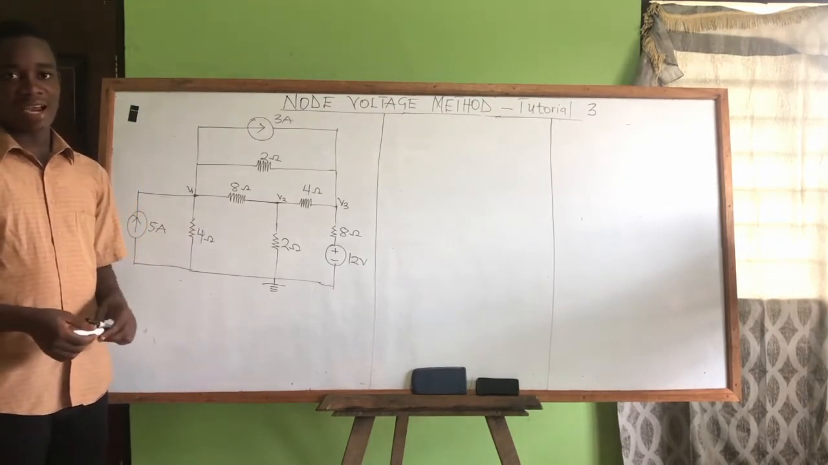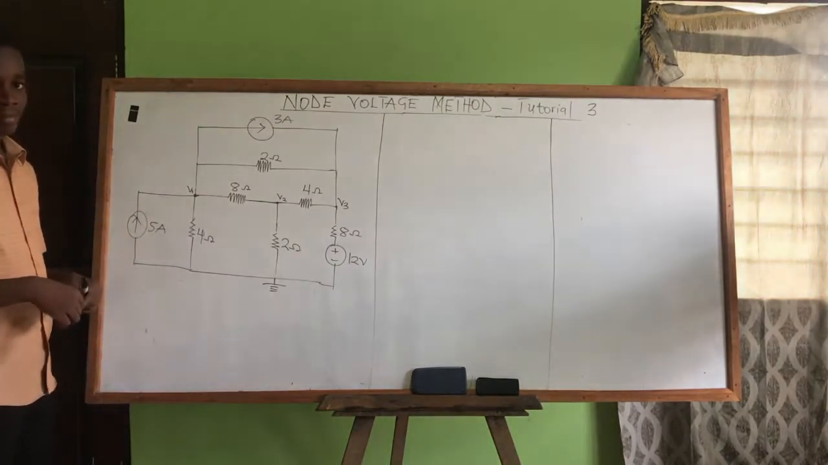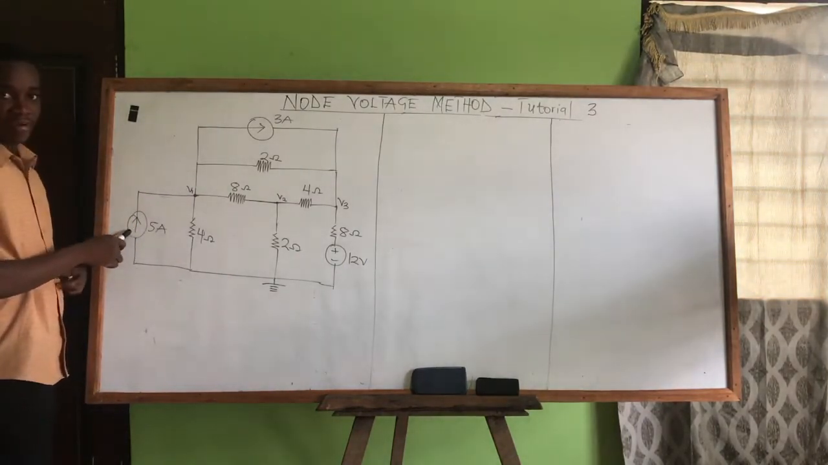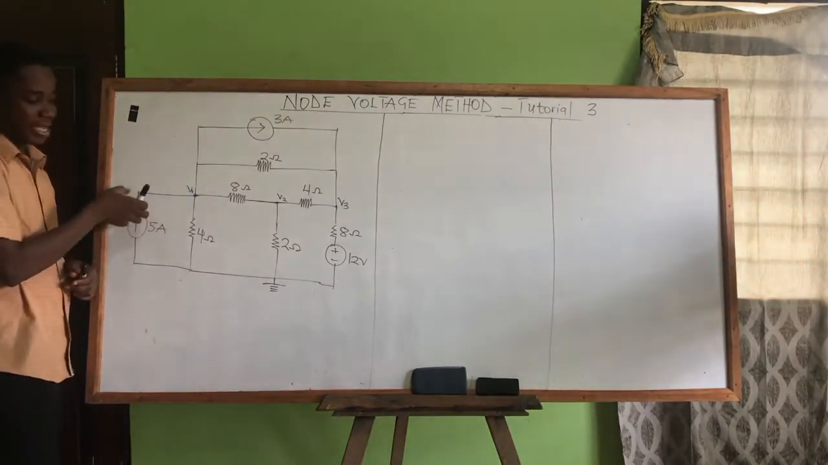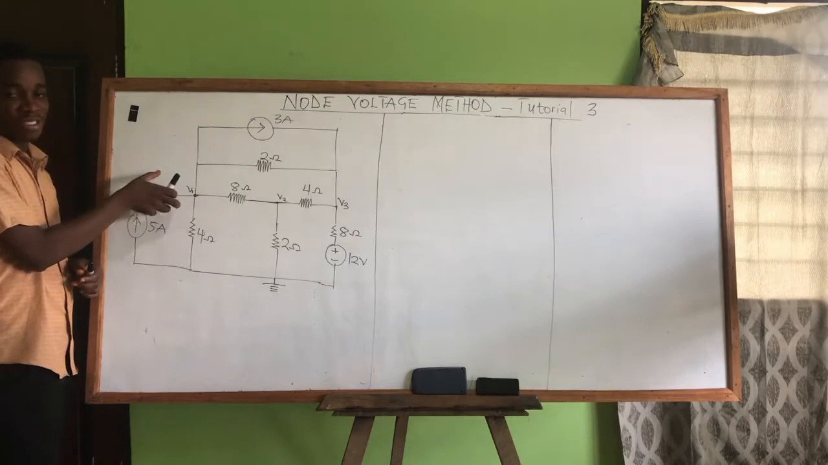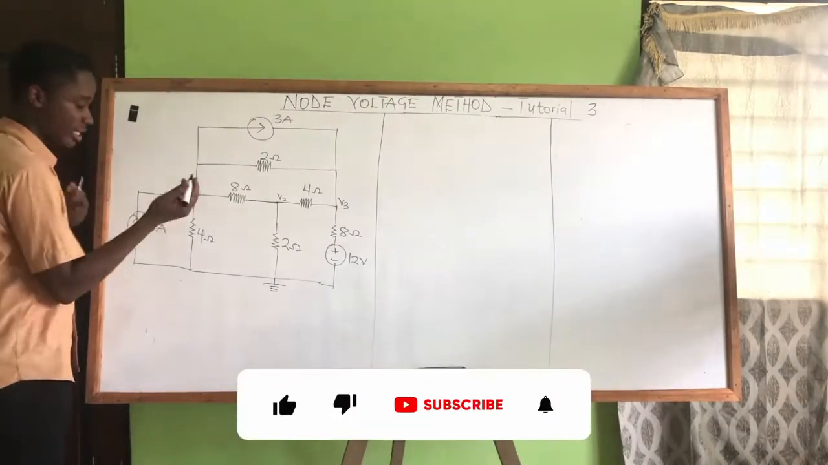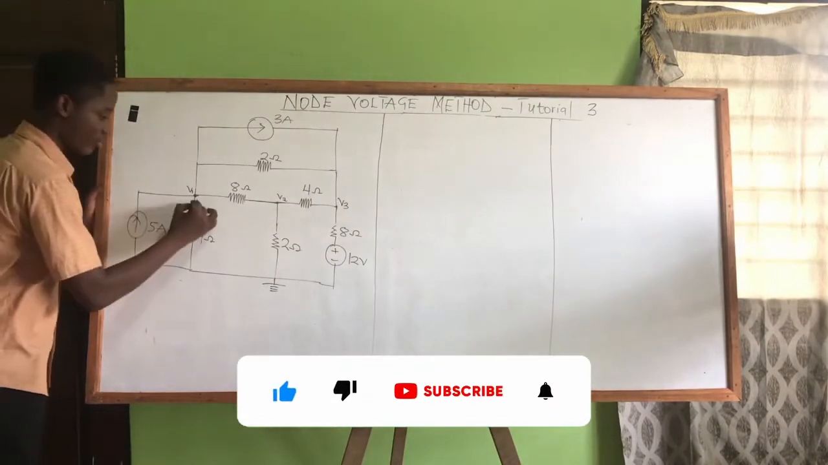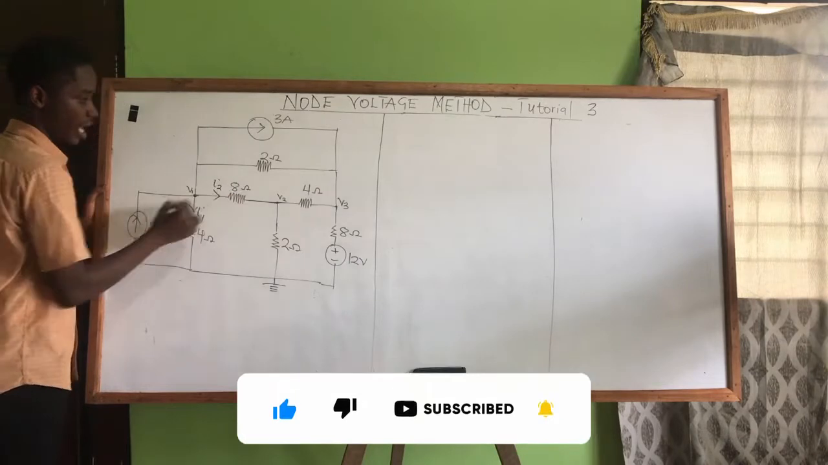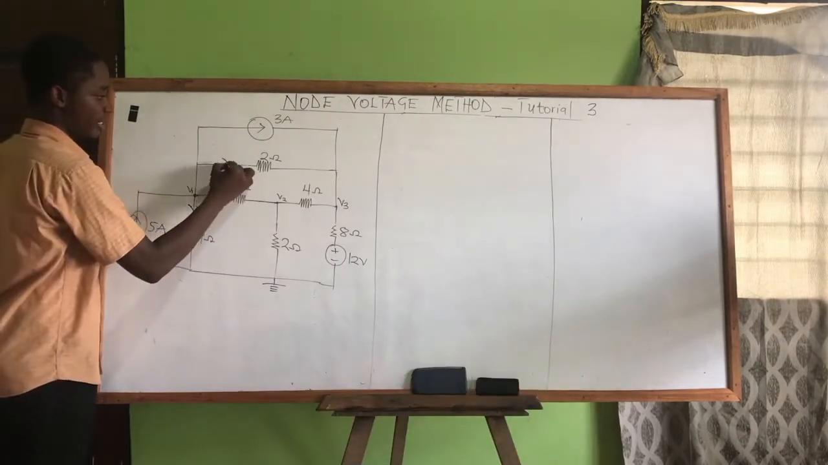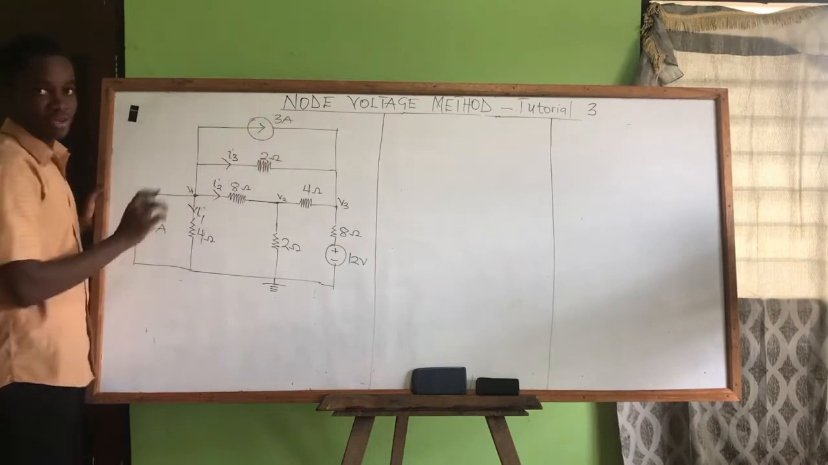So we have to assign current to the non-referenced nodes, which are V1, V2 and V3. But looking at this branch, there is already a current given: 5 amperes, which is entering. So I'm not going to assign current here because the value is given. On the other branches, I can assign current in any direction I want. So let me call this one I1, current on this branch I2. There's another branch, let's say current I3.